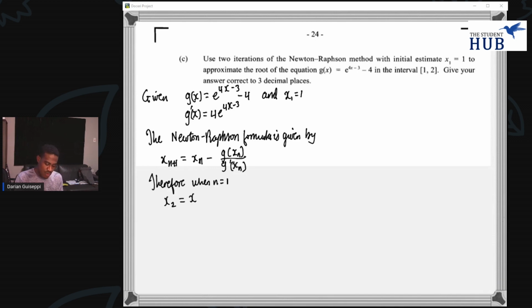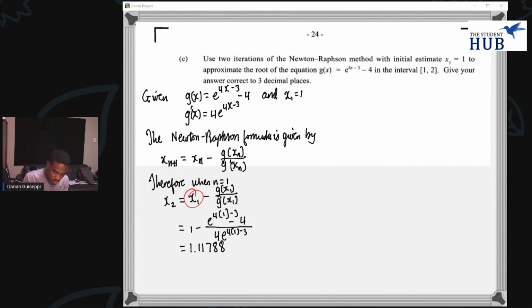We're saying therefore when n is equal to 1, that's the first thing. That will give you x2, your first approximation. When you plug in everything, your x1 is 1. Remember the question gave us that, so you plug in your x1 as 1 everywhere, and you would end up with this here. That's the x2.